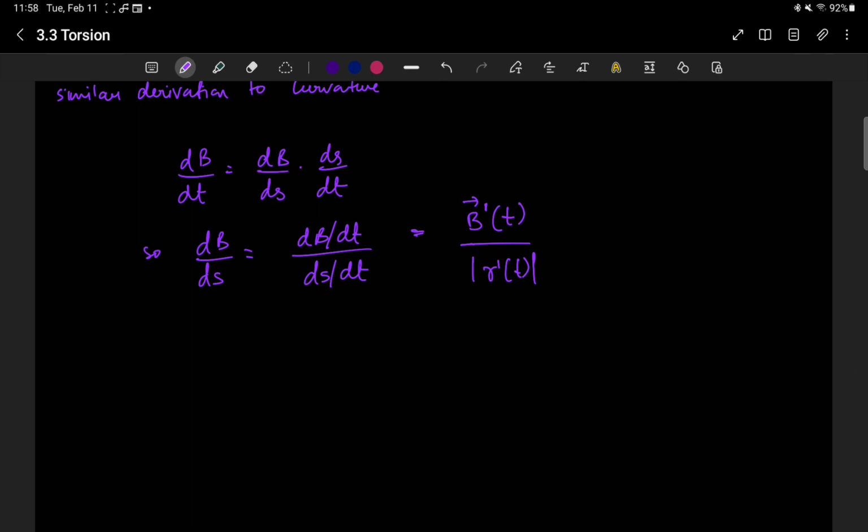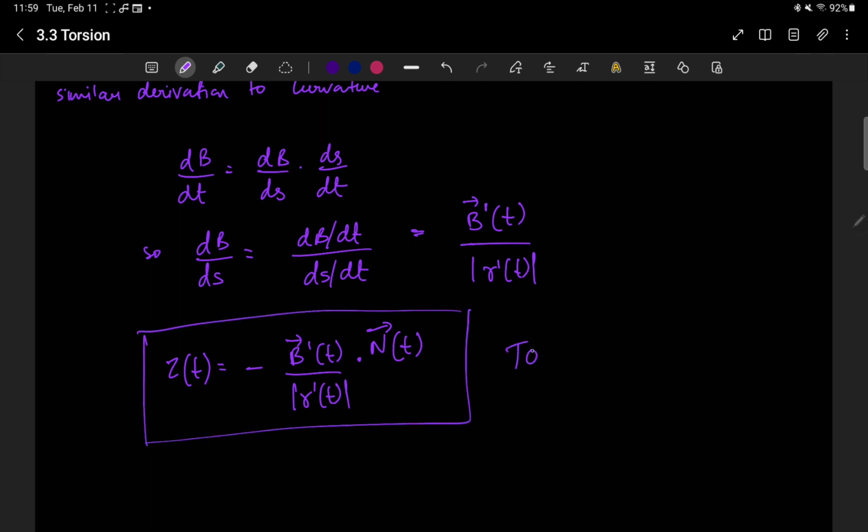So plugging this in, what do we get for torsion? Tau at t is negative dB over ds. So it's negative B prime of t dotted with the normal vector, divided by the magnitude of r prime. So if I take B prime and dot it with the normal vector divided by this magnitude, this gives me another definition for torsion. So this is torsion.